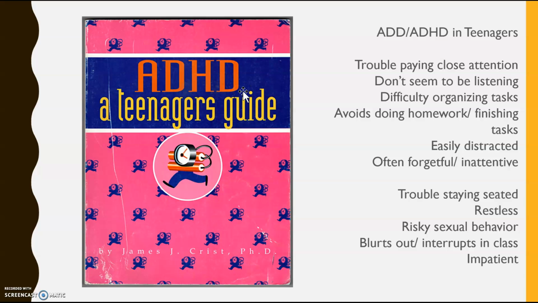ADHD and ADD in teenagers looks like trouble paying close attention, don't seem to be listening, difficulty organizing tasks, avoids doing homework or finishing tasks. They're easily distracted and often forgetful or inattentive. They have trouble staying seated, they're restless, they may exhibit some risky sexual behavior, and they blurt out and interrupt in class, and they are also very impatient.